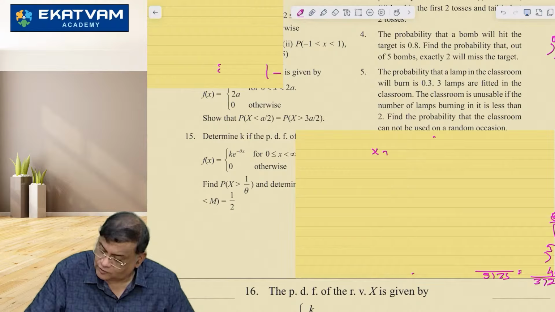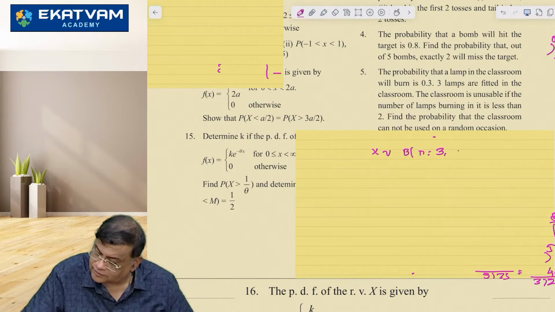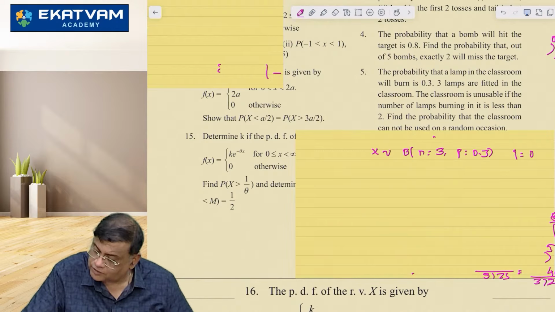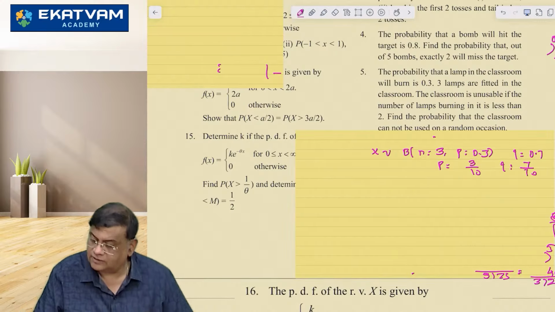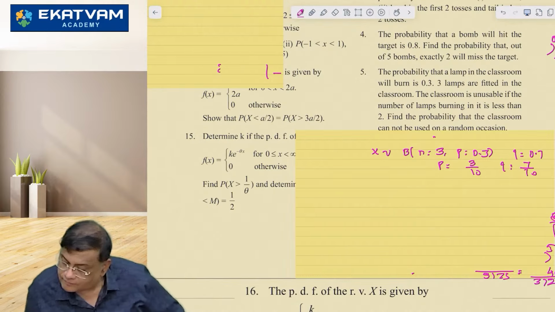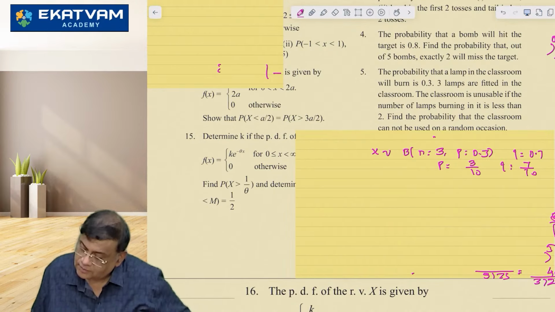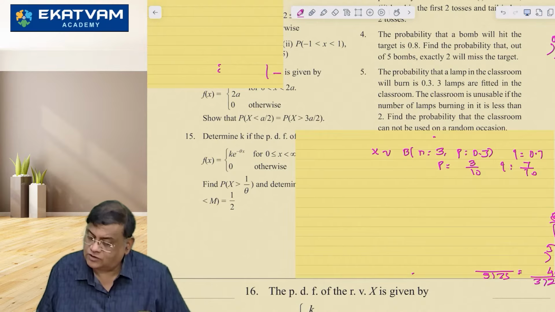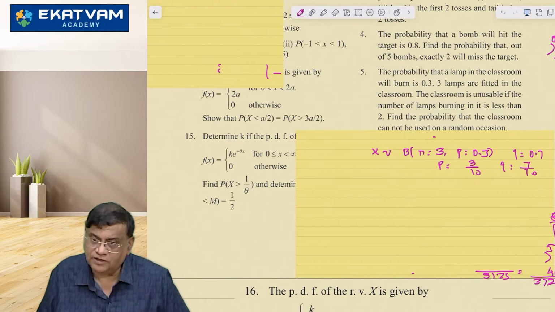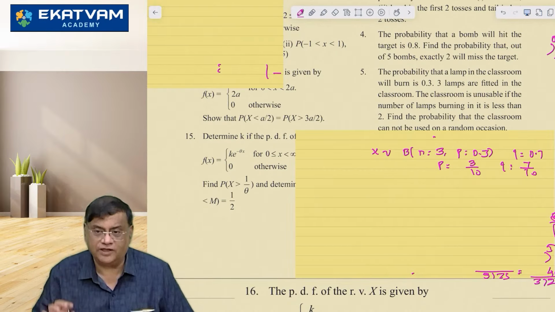So X follows Binomial with N is 3, P is 0.3. That means Q is 0.7. But basically write it as 3/10 and Q is 7/10, it will be better to write this. Classroom is unusable if the number of lamps burning is less than 2.